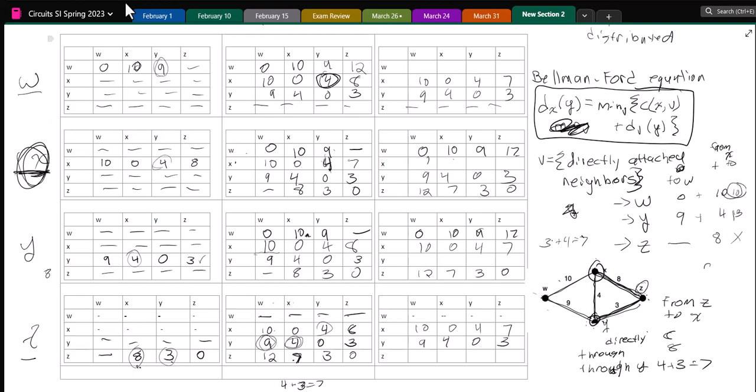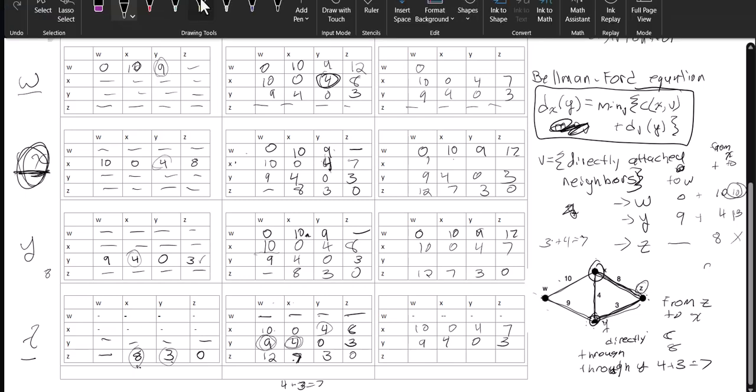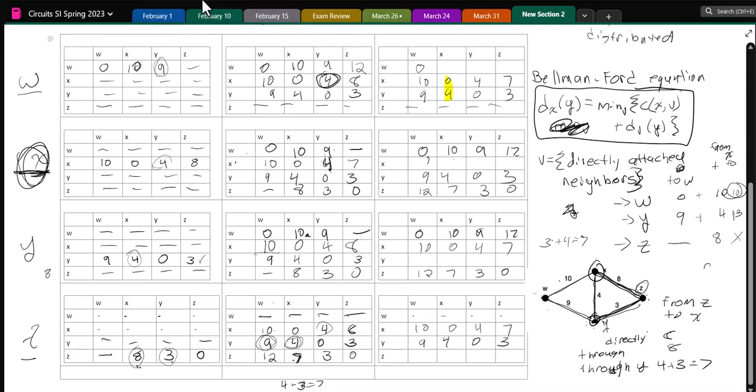Okay, so now for W, we know that 0 is going to stay 0. Now to get to X, so what we're going to look at is, to get to X, how much does it cost to get to X from the other places? And then how much does it cost from W to get to X? Okay, so to go directly from W, what I just said doesn't make any sense, so forget that. To go directly from W to X is 10.